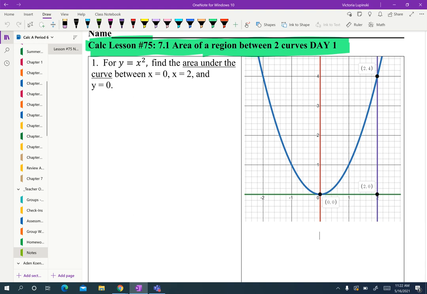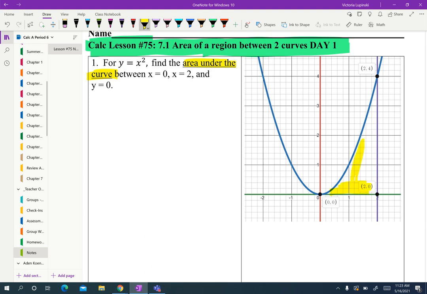For y equals x squared, find the area under the curve between x equals 0, x equals 2, and y equals 0. When you see those words, area under the curve, you should hopefully think back to the very beginning, chapter 4, integration. We found a whole bunch of area under the curve, and let's make sure we remember how to do that. First of all, let's go ahead and highlight the region that we're talking about.